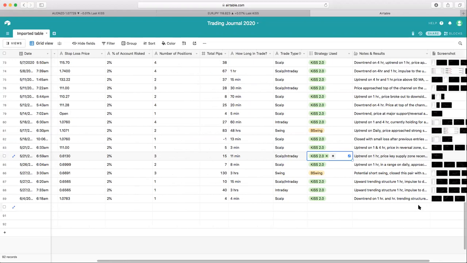Let's see here. What other questions do you guys have? Kenya, do you erase your structure levels each week or do you just adjust your levels to match price?